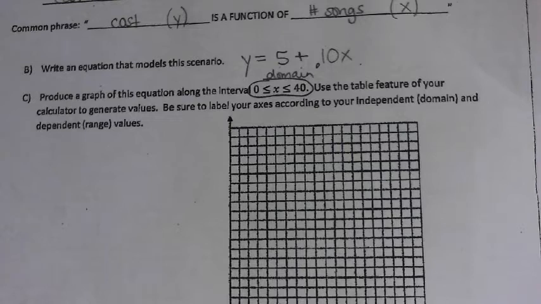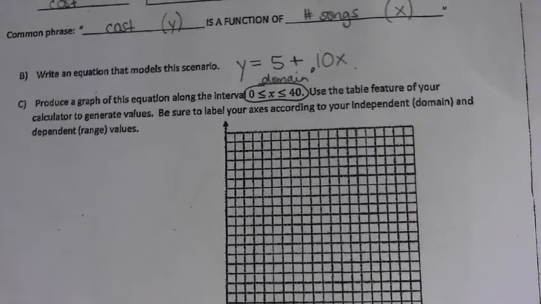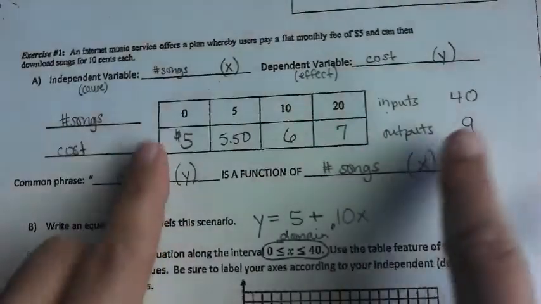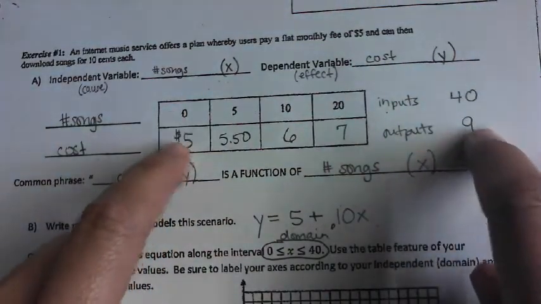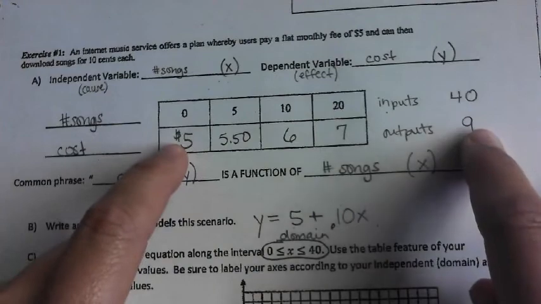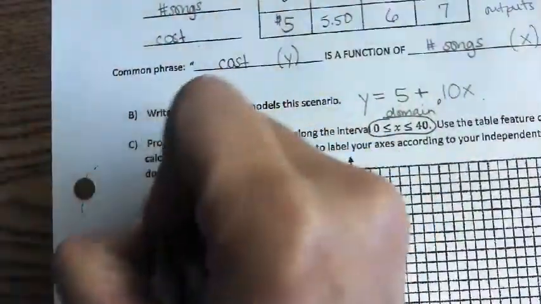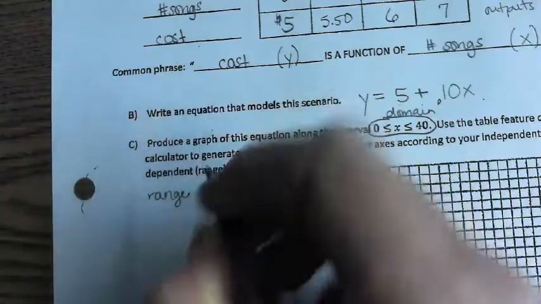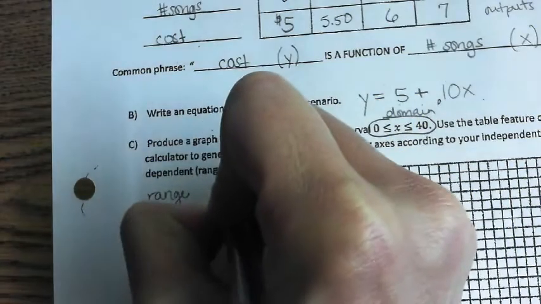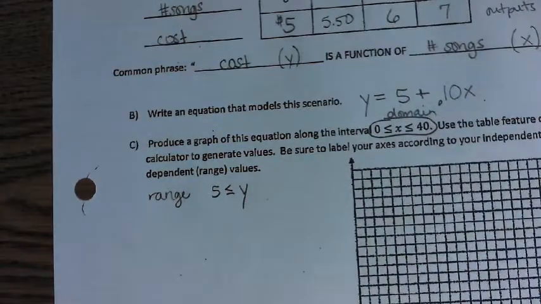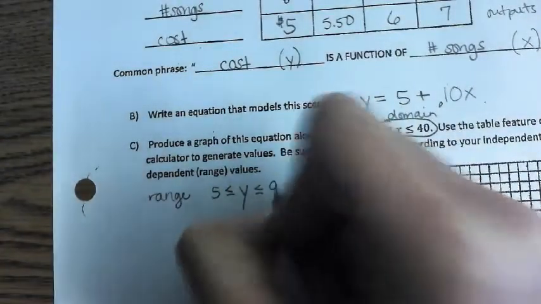Your range is the span, essentially, of the y coordinates. So if we look, because I did go from 0 to 40, our range is just from $5 to $9. So I'll add that over here. Range is 5 is less than or equal to y is less than or equal to 9.